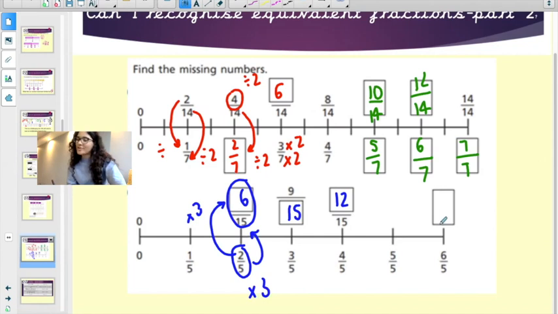And what would this fraction be? Now remember, we are timesing by 3 here. So if we do 6 times 3, it'll be 18. And then 5 times 3, 15. So our fraction would be 18 out of 15 there.